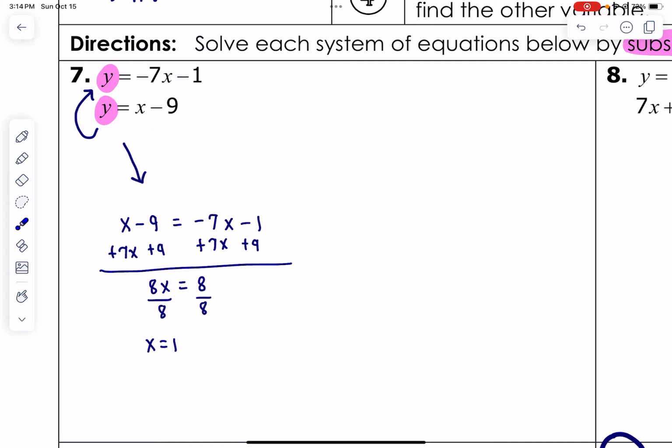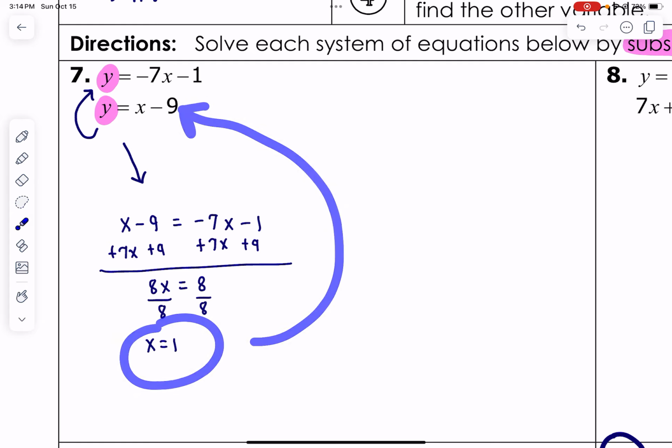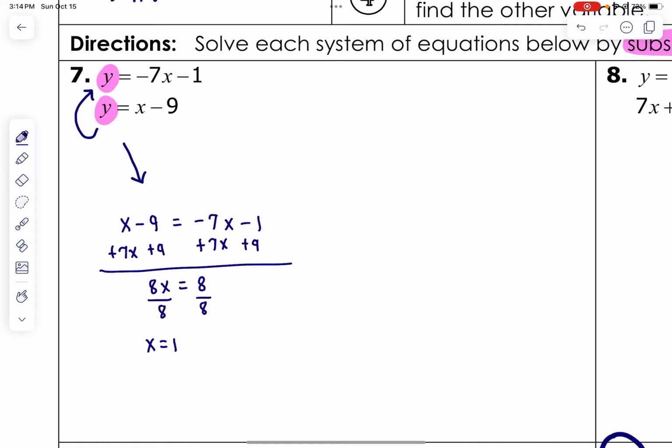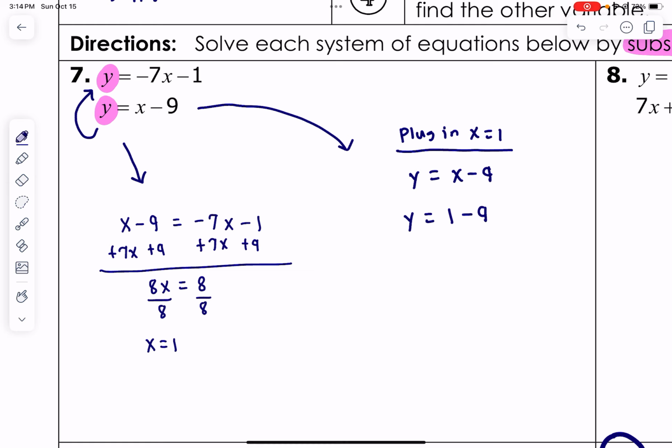For right now, let's go ahead and plug this x equals 1 into this equation because it's just a little bit easier. So we're going to plug in x equals 1 into this equation. So you get that y is equal to 1 minus 9. Therefore, y equals -8.